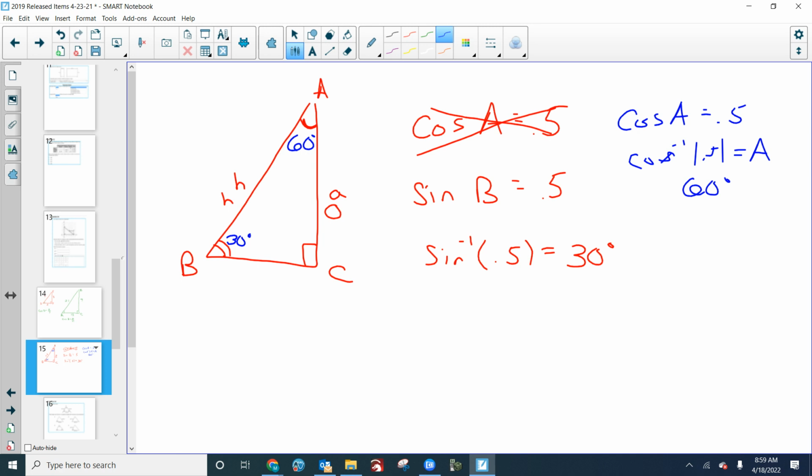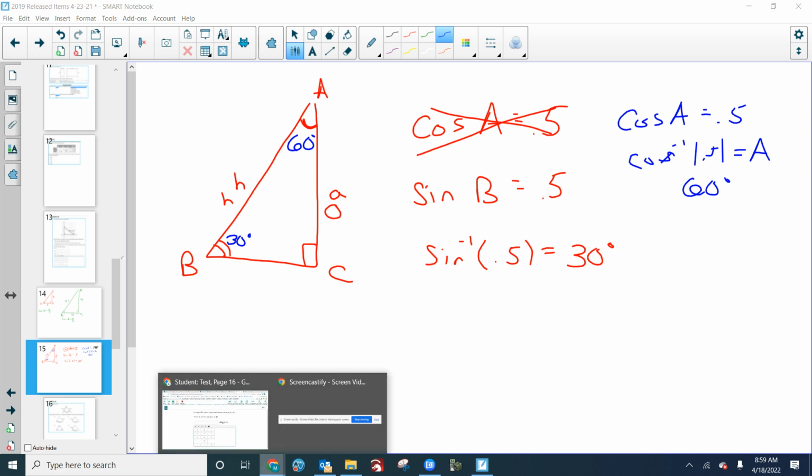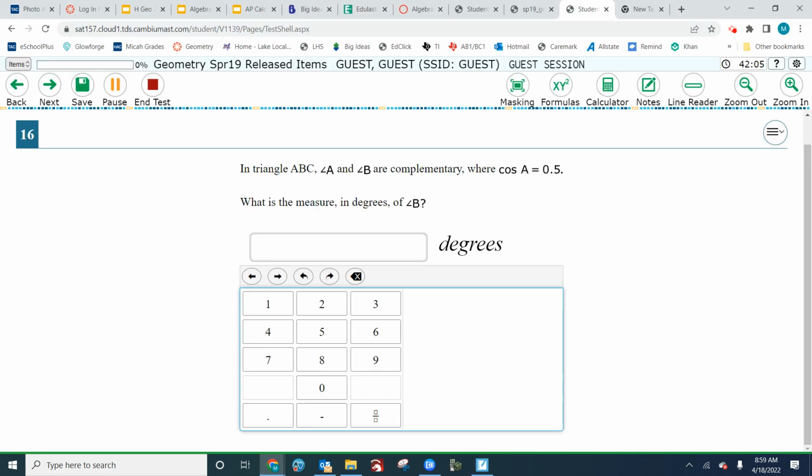So, everybody listen very carefully. Be careful. Sometimes in the problem they're going to say, what's the sine of B? And you're going to say 0.5. Yes? 0.5. Here they said, what's the measure of angle B? Now you actually have to solve that angle. Sine inverse, cosine inverse, depending on which angle you're working with. And you should get 30 degrees. Okay?